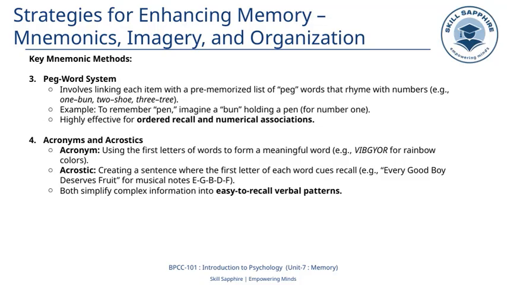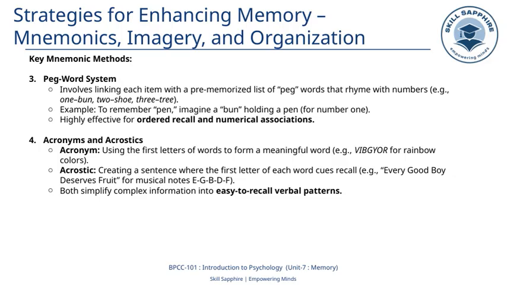Let's talk about some key mnemonic methods that can really help enhance our memory. First, there's the peg word system. This involves linking each item we want to remember with a pre-memorized list of peg words that rhyme with numbers. For example, 1 is bun, 2 is shoe, 3 is tree. So if I want to remember a pen, I might imagine a bun holding a pen, kind of like attaching the item to a visual cue. This method is especially effective for ordered recall, like remembering sequences or numbers.